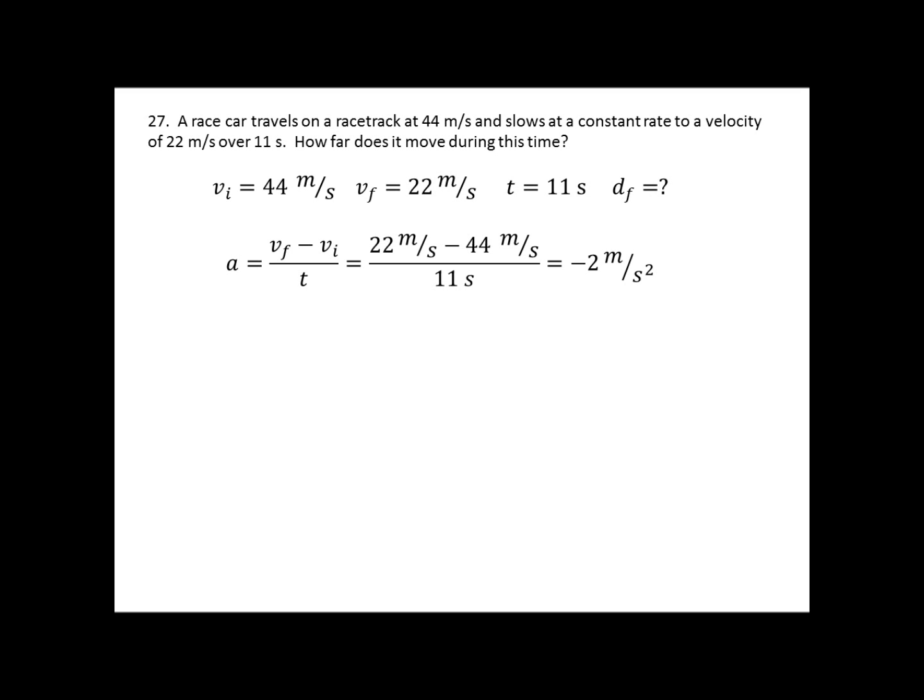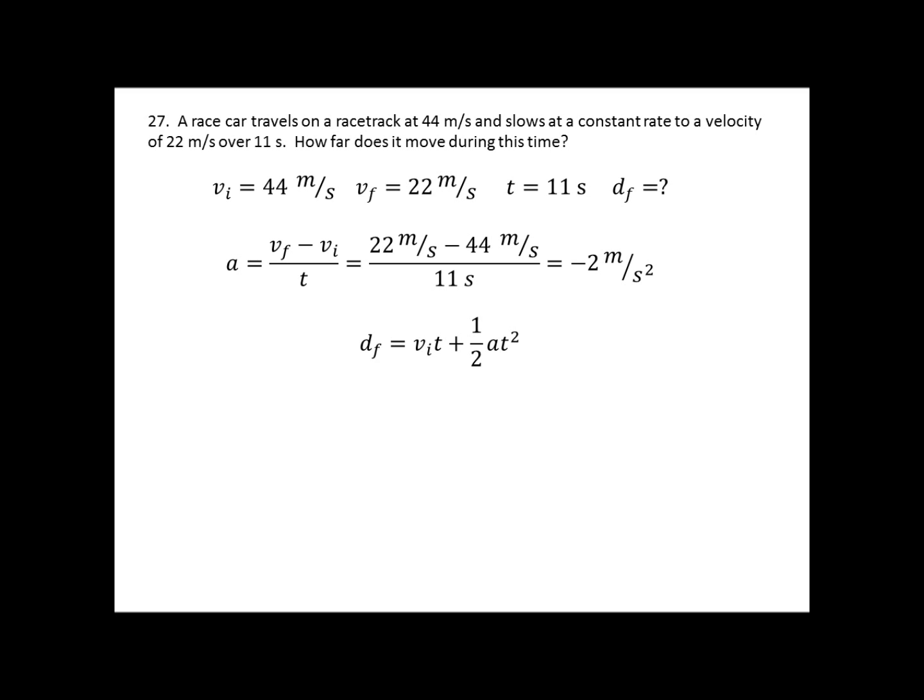Just take a change in velocity over time. I find out that this car has an acceleration of negative 2 meters per second squared. Makes sense that it's negative because the car is slowing down. Now, I'm going to plug into this equation. It looks a little bit different than it does in the book because I'm taking my DI to be 0.